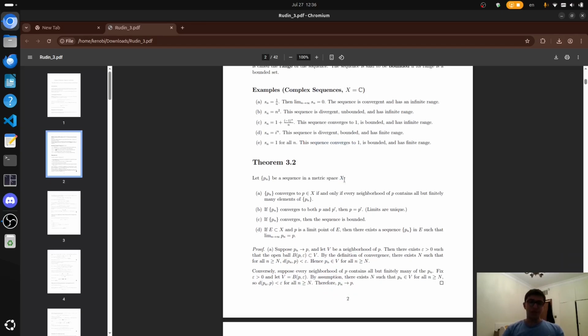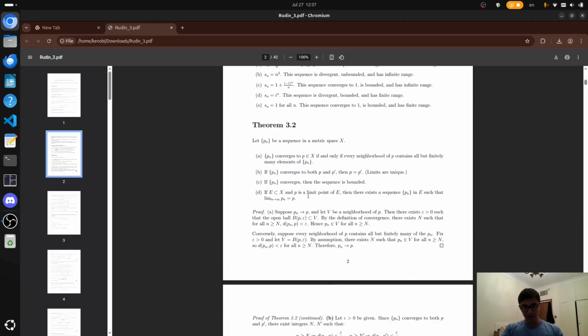Now we have the following theorem. Let Pn be a sequence in a metric space X. Pn converges to P in X if and only if every neighborhood of P contains all but finitely many elements of Pn. If Pn converges to both P and P prime, then P equals P prime. If the sequence Pn converges, then the sequence is bounded.